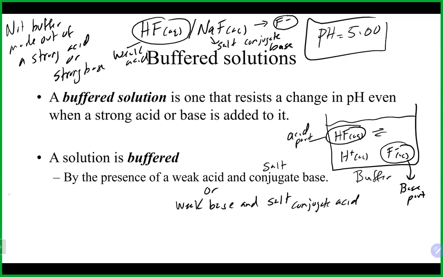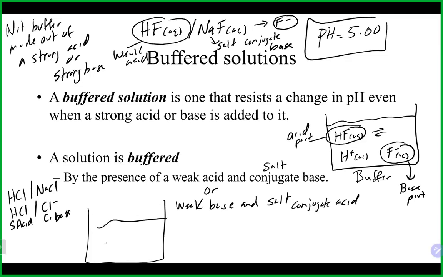Now, if you try to make a buffer out of HCl and say sodium chloride, which is basically HCl and Cl minus, that is a strong acid and its conjugate base. Because HCl is a strong acid, when you put it into your beaker, you're not going to get any HCl units still there. You're just going to get H plus and Cl minus, which means in your strong acid conjugate base pair, you only have a base part of the buffer. You wouldn't have the acid part, which is really crucial for it to work. That is why you cannot make a buffer out of a strong acid or strong base.